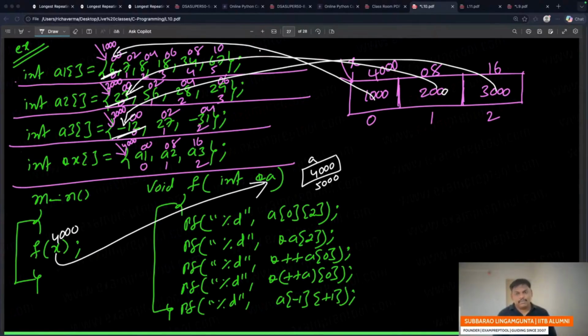4 arrays. Array means you know very well, array means base address. How many variables? 1 variable. Can you say the variable name? You said 1 variable. I am very happy. So what is the variable name? A. Can you say print A? What will print?